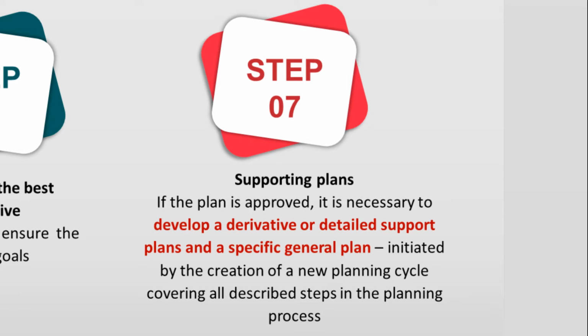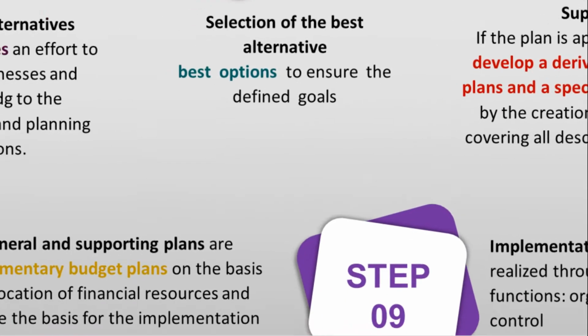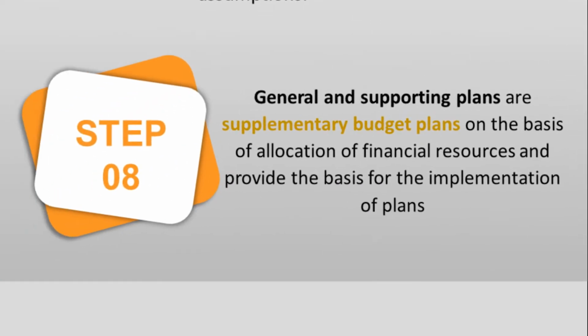If the plan is approved, it is necessary to develop a derivative or detailed support plans and a specific general plan. Each supporting plan is initiated with the creation of a new planning cycle covering all described steps in the planning process. Step 8. The general and supporting plans.